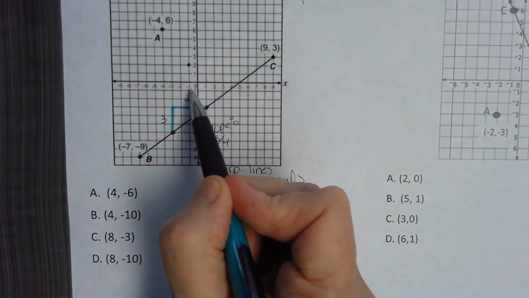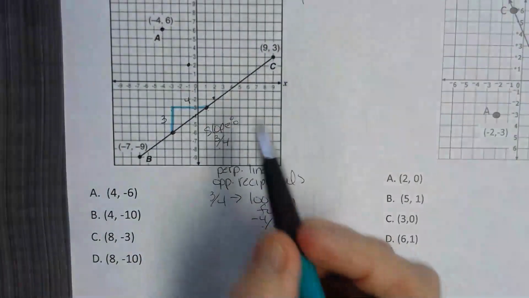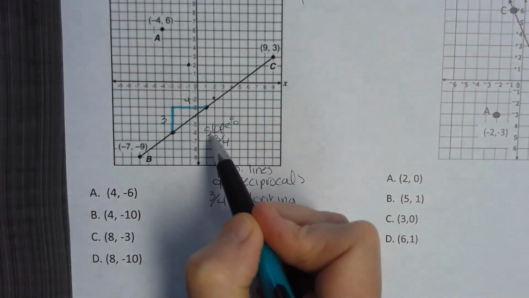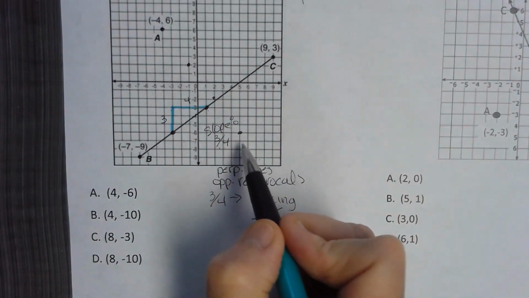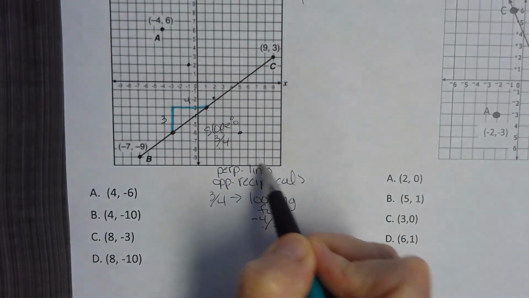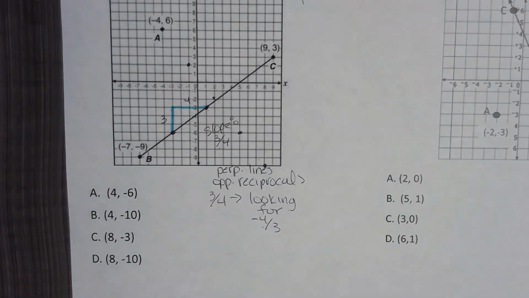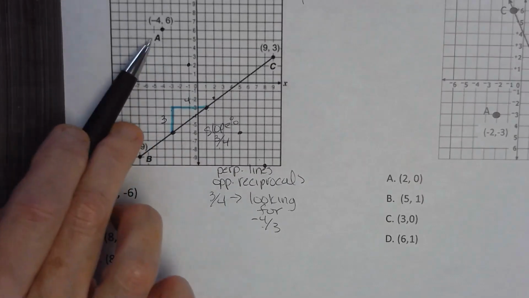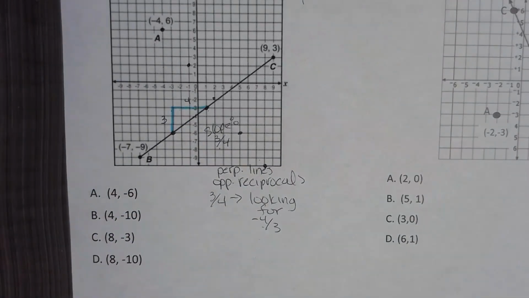Again, down 4 and right 3, that would be a point on the line. Again, that would be a point on the line. And again, that would be a point on the line. And if you had a ruler, you could actually make a line down through there and you would see it's perpendicular. Once you count all of these points, you could actually match these up.